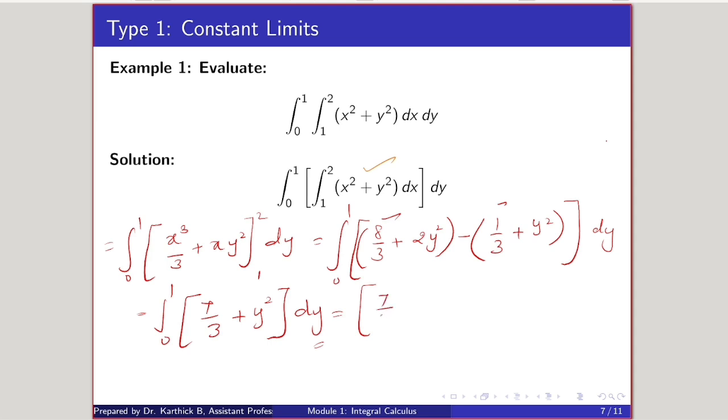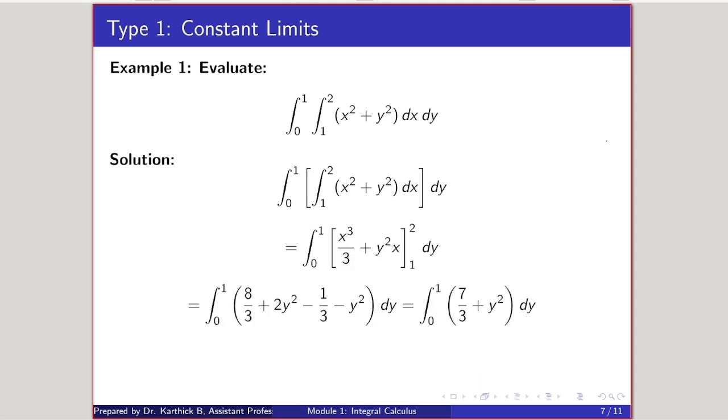So then it becomes 7 by 3 y plus y cube by 3 with the limits 0 to 1. And what happens on the next step? 7 by 3 for the upper limit plus 1 by 3, we get the result 8 by 3. So this is the result. So we get the result 8 by 3.